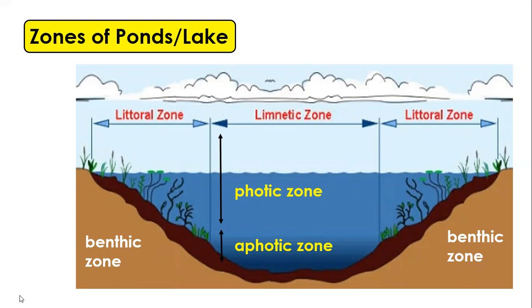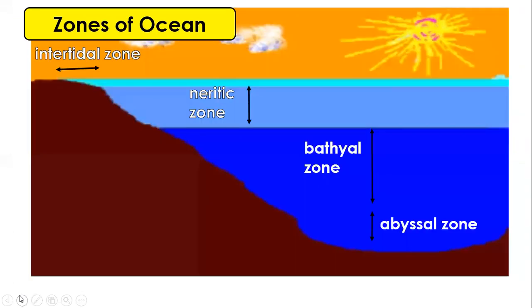Now let's proceed to the next one. The zones of ocean or sea. We have intertidal zone, neritic zone, bathyal zone, and abyssal zone. Intertidal zone is a zone nearest to the shore wherein waves can be observed. The neritic zone is a shallow part of the ocean or sea wherein we can find the corals. Most of the aquatic organisms in ocean or seas can be found in the neritic zone.